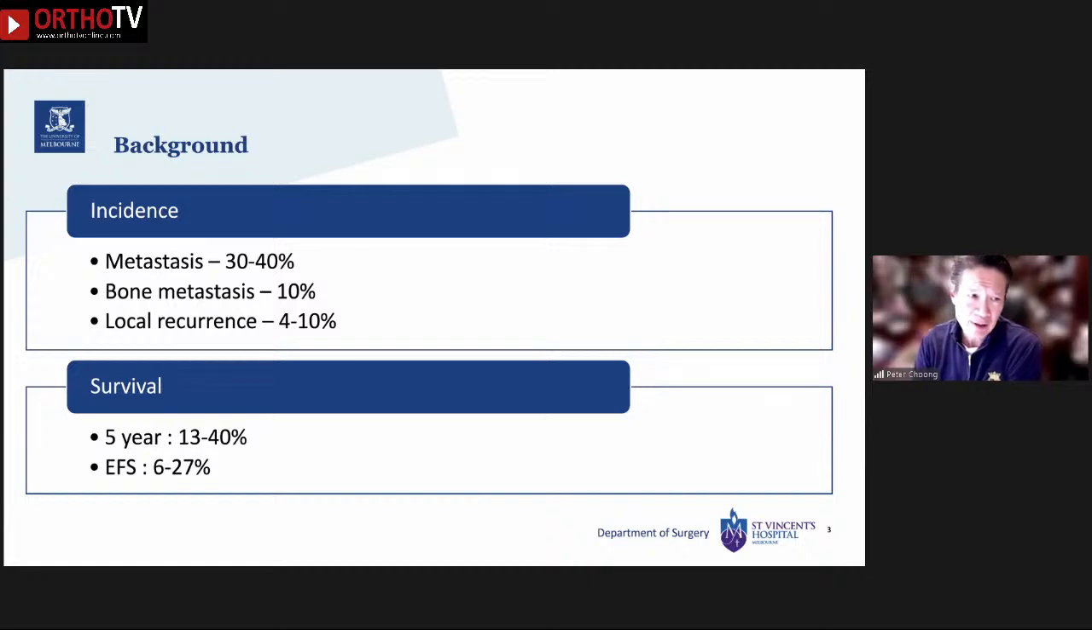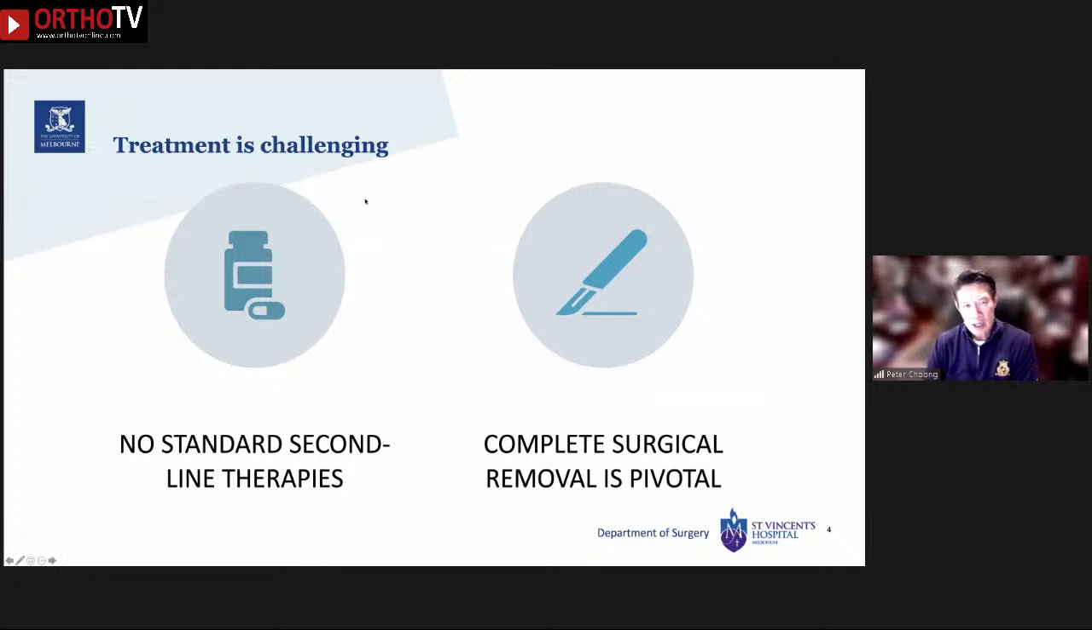So by way of background, metastasis from bone sarcoma sit somewhere between 30 or 40% of our patients. Bone metastasis that might confuse us from time to time accounts for about 10%. But true local recurrent disease is less than 10%, sits somewhere between 5 and 10. What we do know in say, Ewing's and osteosarcoma is that if you were to get a local recurrence, your 5-year survival sits somewhere between 13 and 40%, and your event-free survival obviously a lot less than that, between about 5 and 25%.